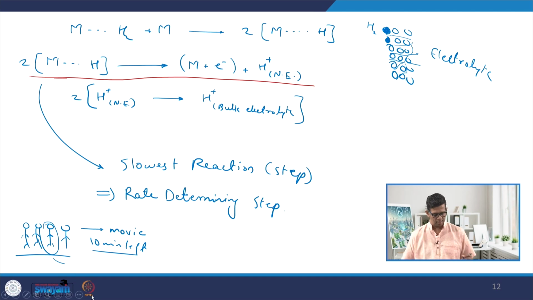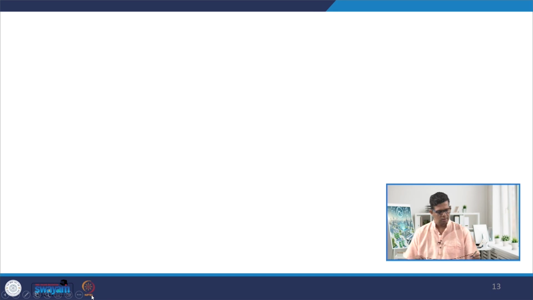Similarly, in this case, the slowest reaction determines the entire rate of the reaction, the completion of all these 5-6 reactions, and that is what this rate determining step means. So, now we will focus on the rate determining step.